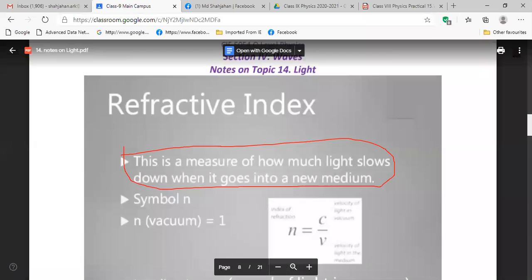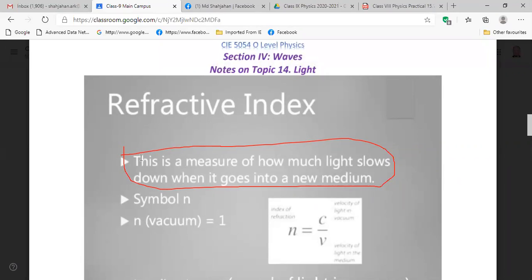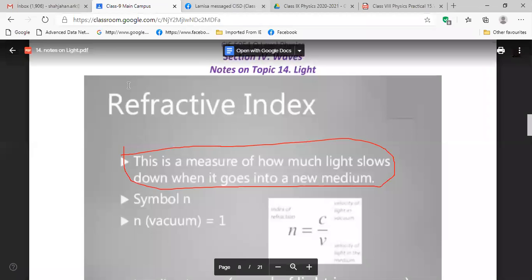Okay, look here. Another definition of refractive index. You write another definition. Instead of writing this, you write: refractive index is a measure of how much light slows down when it goes into a new medium.